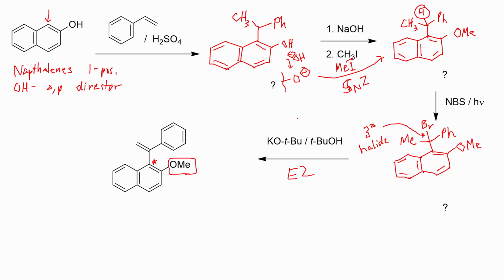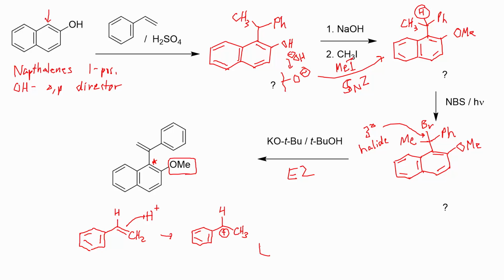Let's just look at the mechanism for the first step here. All right, so what we're doing here is protonating this. Let's remember where our hydrogens are. That's where we get our CH3 by this initial protonation. Okay, this is a pretty good carbocation. It's secondary, but it's benzylic.